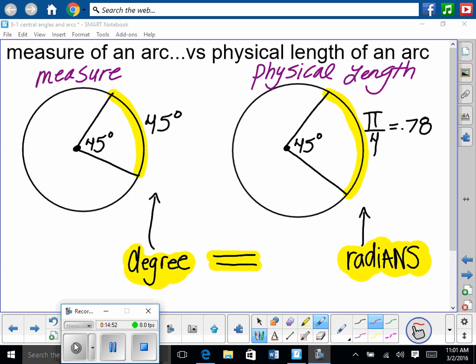Now, right now, you don't know how to write it as a radian. I'll teach you that. But I just want you to understand that, right now, 45 degrees is equal to pi over 4. This is written in degrees. This is in radians, okay?